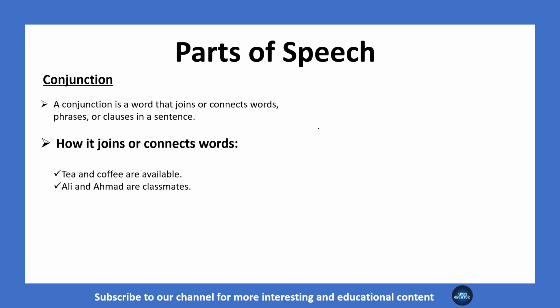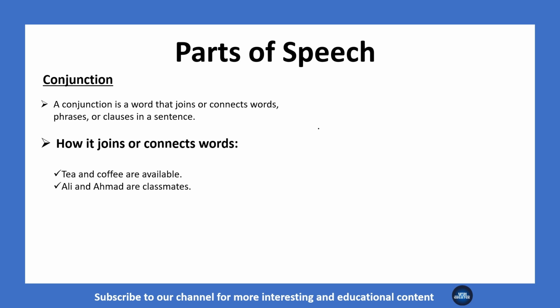Another example is Ali and Ahmed are classmates. Here, the conjunction and connects the two names Ali and Ahmed. It shows that both people belong to the same group, meaning they are classmates. So, in these examples, the conjunction and is used to join two words of the same type, helping us express the idea that both things are included together.